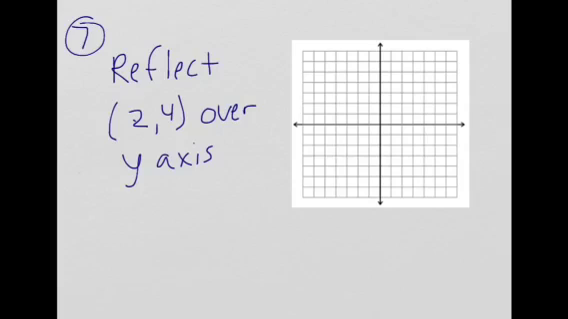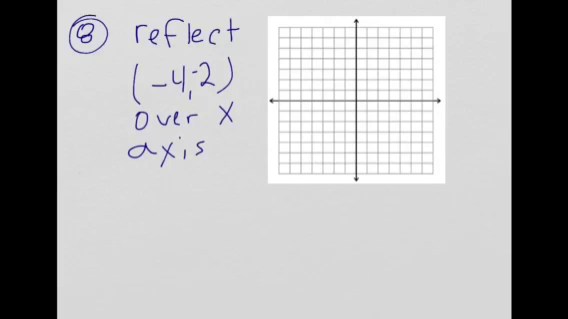The next one we're going to reflect is 2, 4 over the y-axis. So we're going to find 2, 4. 1, 2, 3, 4, there's 2, 4, and now we're going to reflect it over the y-axis. So again, we're going to stand on the y-axis and we're going to go the same distance but in the opposite direction. So we went 2 over to the right, so now we're going to go 2 over to the left, and now that's reflected over the y-axis. So my new ordered pair is -2, +4.